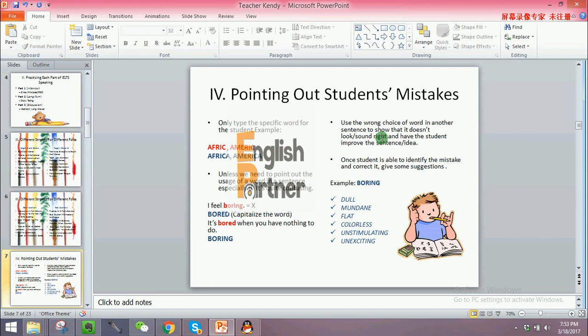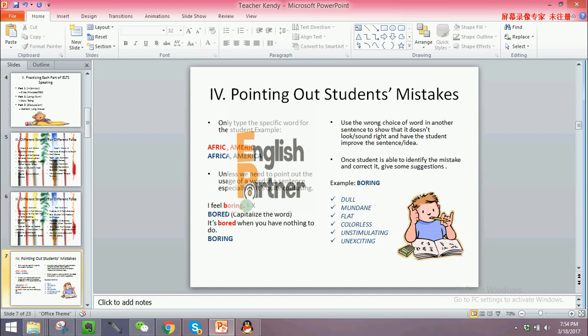Yeah. And once they have gotten the right answer, then I type it for them. I type the right word or words in capital letters too, for them to easily review it later on. And I put an X. For example, in this sentence, I feel boring. I put an equal sign, like this, an equivalent sign, and an X to it to mean that it's wrong.